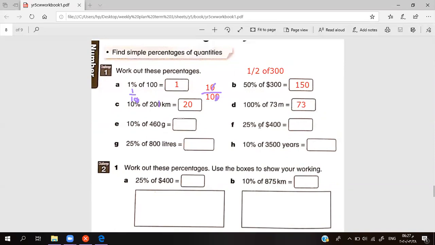Okay, let me do 25% for you. 25% of 400. 25%, if you remember, is a quarter. Again, 50% is a half, 25% is a quarter, and 75% is 3/4. Here, as if I'm saying 1 over 4 of 400. I hope you understood it. 1 over 4 of 400. 400 divided by 4 is going to give me 100.